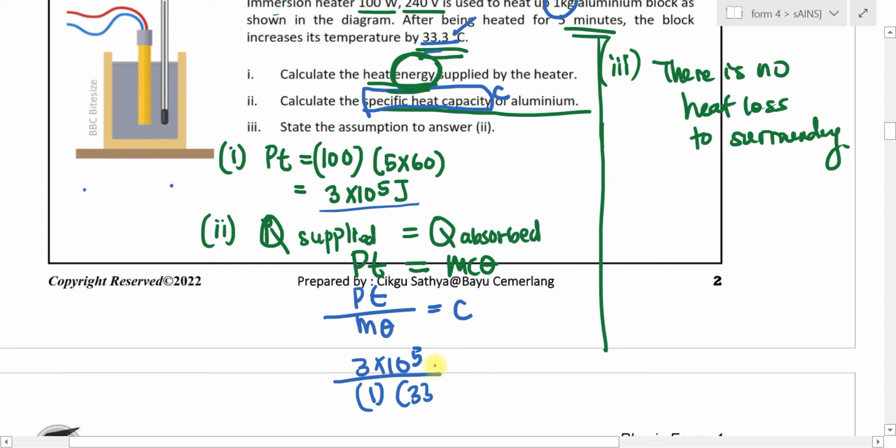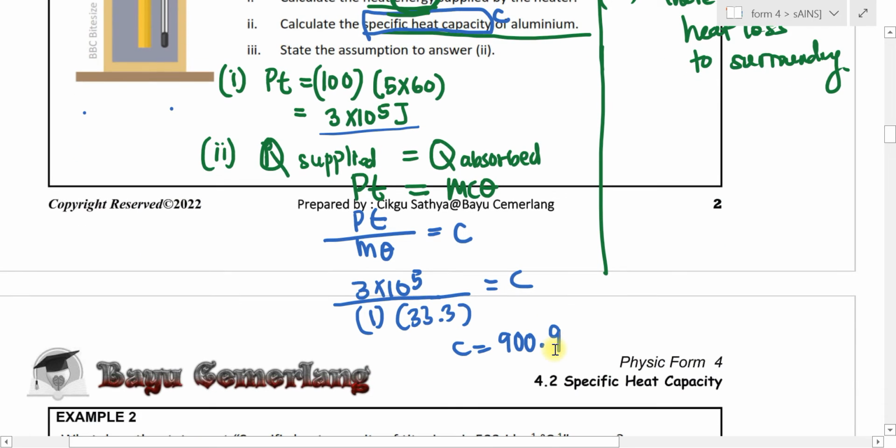So 33.3, right? Okay. Right. What is the C? C is 900.9. Okay. What is the unit dia? C. Unit dia apa?